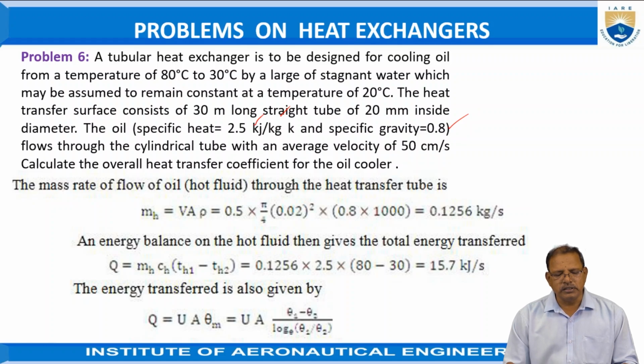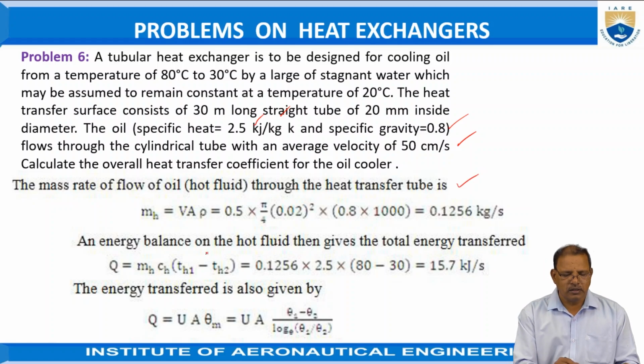The oil flows through the cylindrical tube with an average velocity of 50 centimeters per second. Calculate the overall heat transfer coefficient for the oil cooler. The mass rate of flow of oil, that is the hot fluid, through the heat transfer tube is given by m_h is equal to V into A into rho.